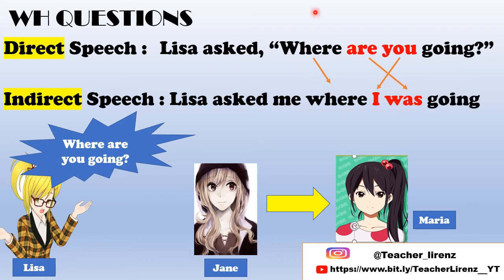Kita tetap menggunakan WH word-nya, lalu menggunakan subjeknya apa, lalu tetap menggunakan to be-nya, tapi dalam bentuk past tense. We don't change the verb here. Kita nggak usah ubah verb sini. Okay, verb ing-nya still with verb ing, but we don't use question mark. That's why we don't say "where was I going," because this is not a question. Okay, so we have to change the position.